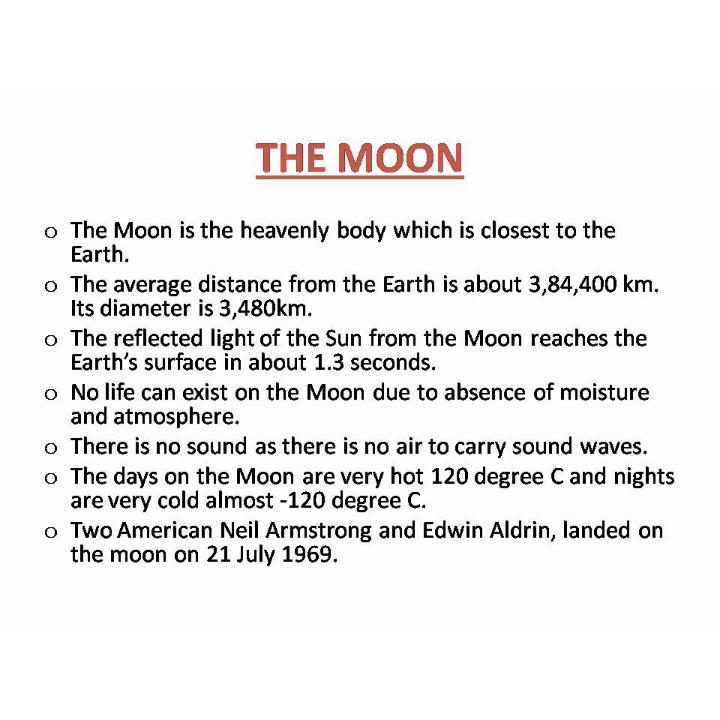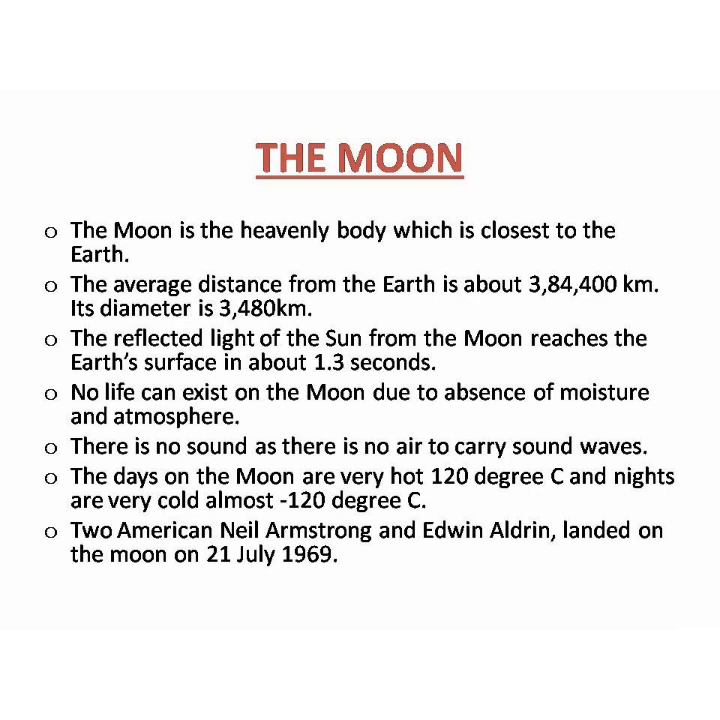Now we study about the Earth's satellite, that is the moon, which is a natural satellite. Moon is the heavenly body which is closest to the earth. The average distance from the earth is about 3,84,400 kilometer, and its diameter is 3,480 kilometer. Moon also does not have its own heat and light, so it reflects the light of the sun, and that reflected light reaches the earth's surface in about 1.3 seconds.